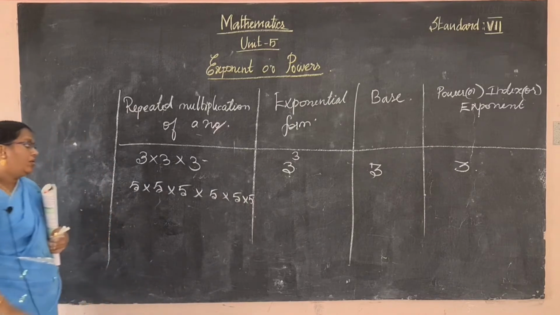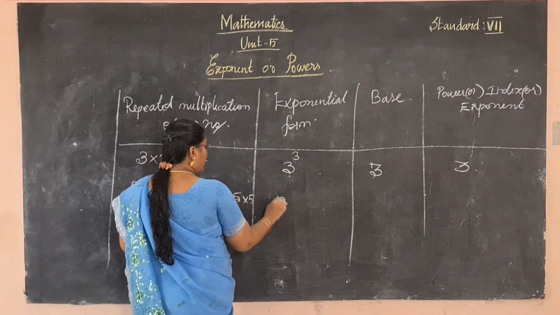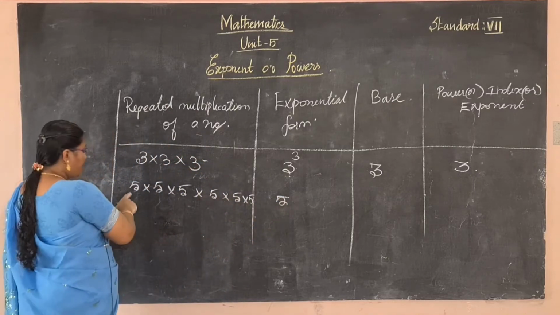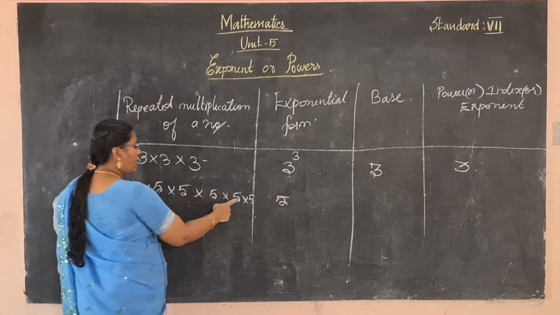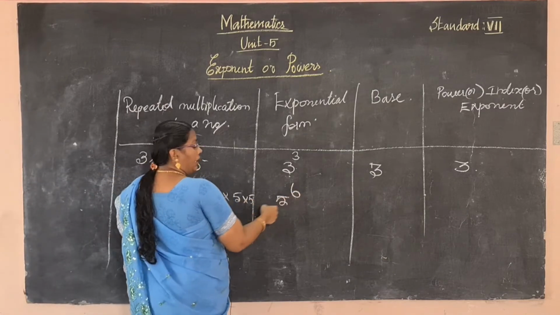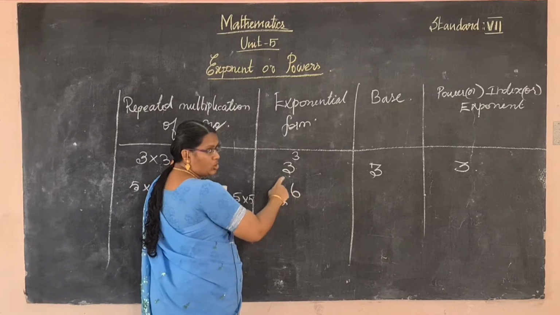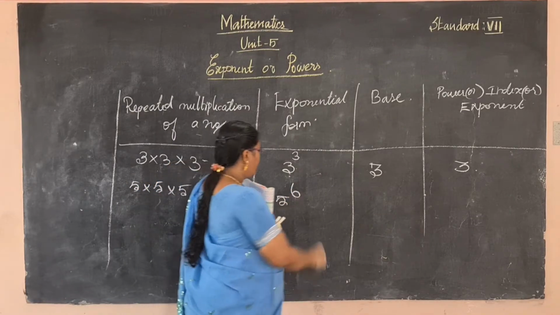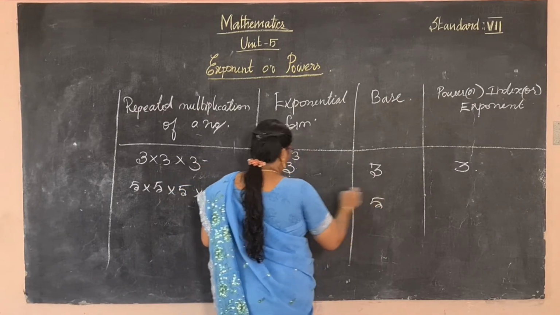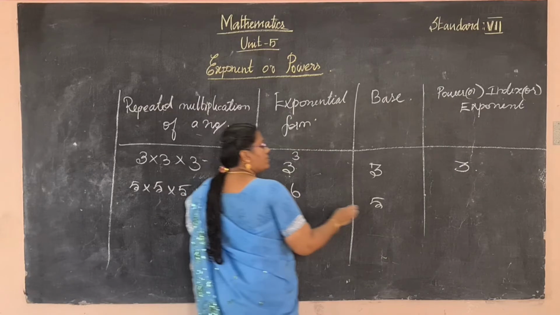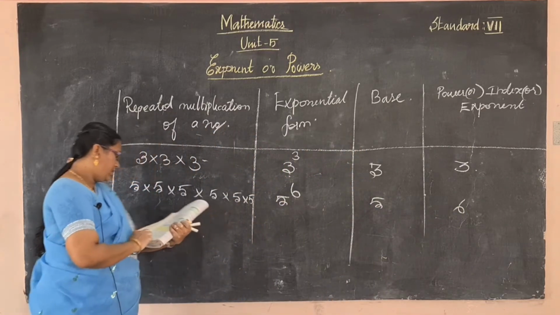How can you write it in the exponential form? The base value is 5, is it? How many times is it repeated? 1, 2, 3, 4, 5, 6. How can you read this? 5 power 6 or 5 raised to the power of 6. So what is the base value here? 5 is the base value. What is the power value? 6. The power value is 6.